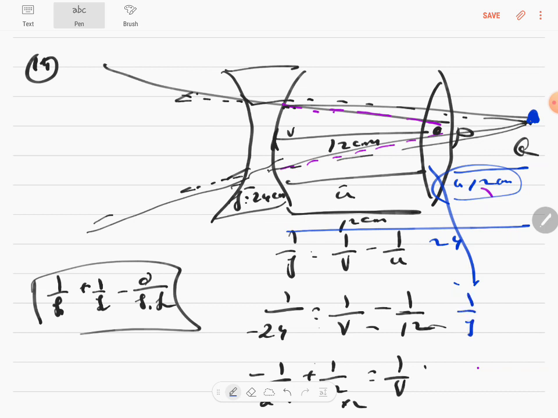So 1 by f is equal to 1 by v minus 1 by u. You know that the object distance is 1 by 12, and the focal length is also 1 by 12, which is equal to 1 by v. So therefore the image will be formed at infinity.